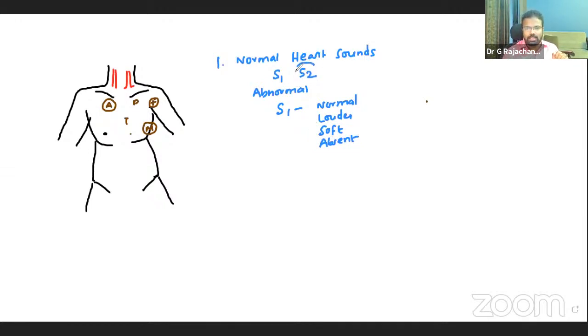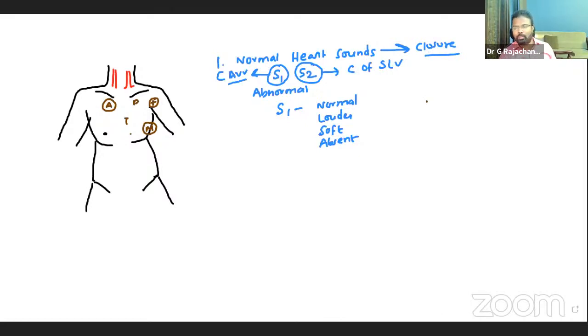Now, generally we say that S2 is because of closure of semilunar valves. S1 is because of closure of atrioventricular valves. Okay, when atrioventricular valves close, we get S1. S2 is because of the closure of semilunar valve. So generally the normal heart sounds are because of the closure. That's why in McLeod's one point will be there that normal heart valves produce sound only when they close.